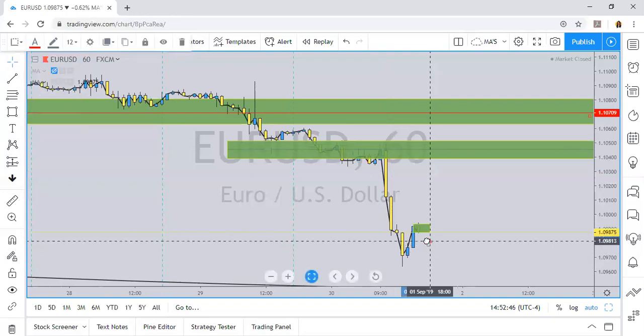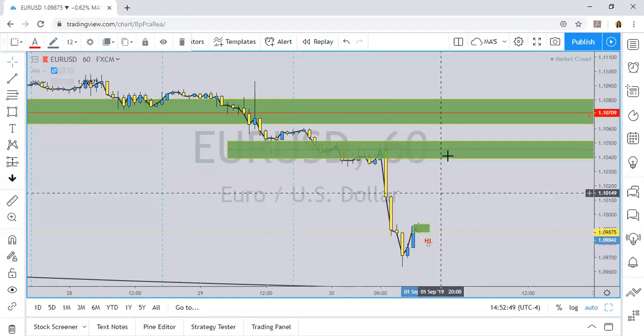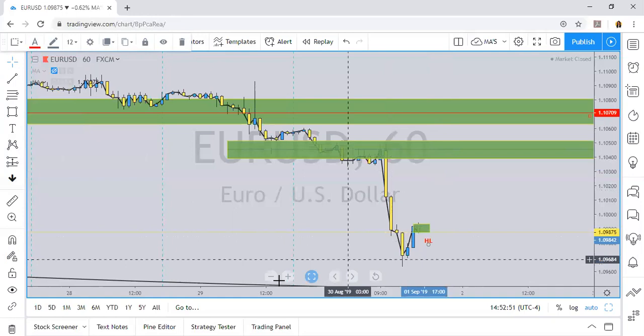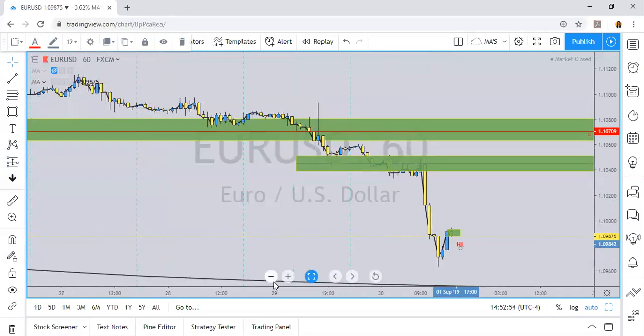And once this has completed, I do expect price to come into this area. So it's about taking advantage of those higher time frames, because they are very important. This is how you're able to determine if you're catching a counter trend or if you're trading in line with the trend.